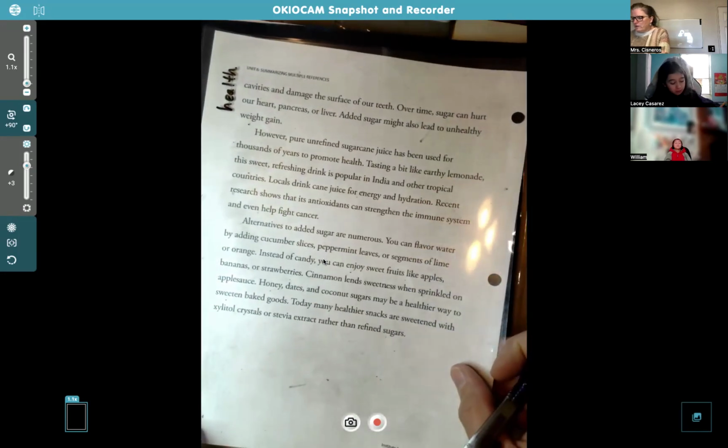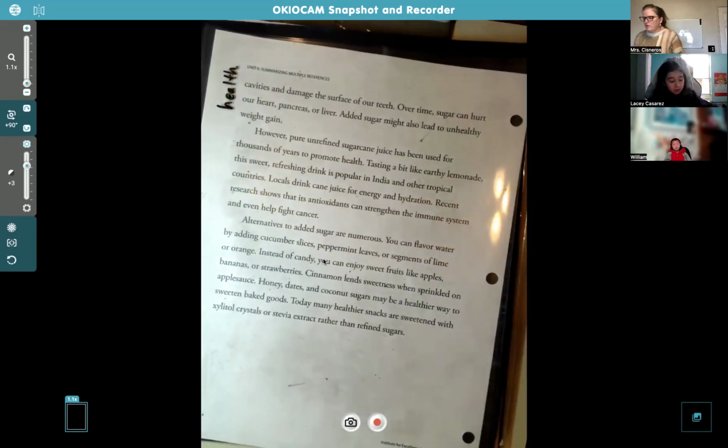However, pure, unrefined sugarcane juice has been used for thousands of years to promote health. Tasting a bit like earthy lemonade, this sweet, refreshing drink is popular in India and other tropical countries. Locals drink cane juice for energy and hydration. Recent research shows that its antioxidants can strengthen the immune system and even help fight cancer.